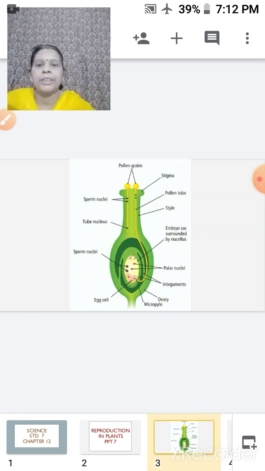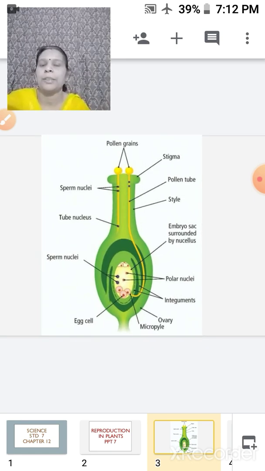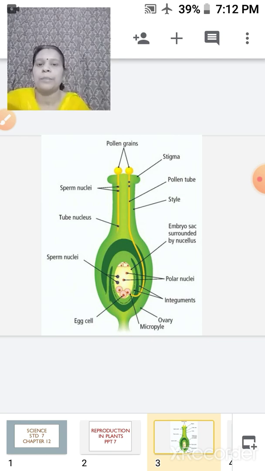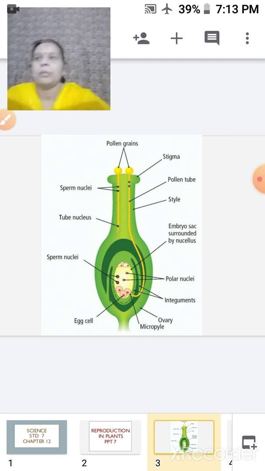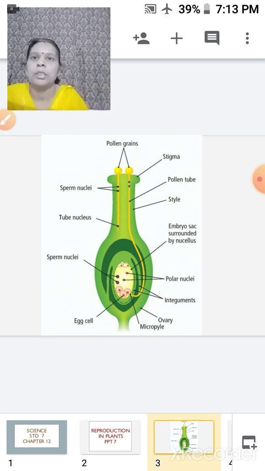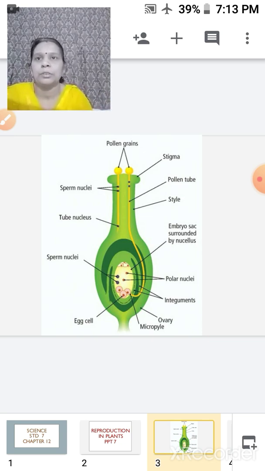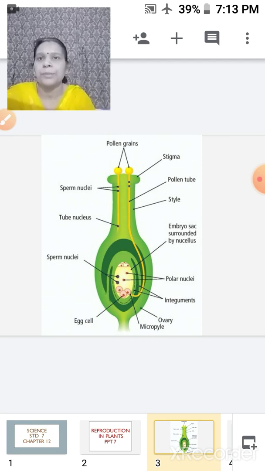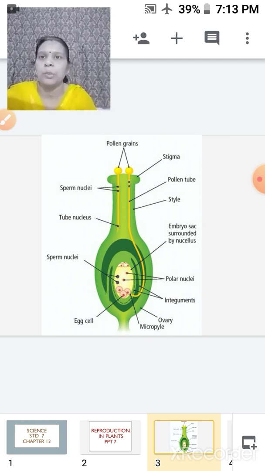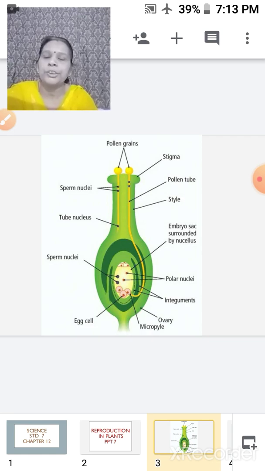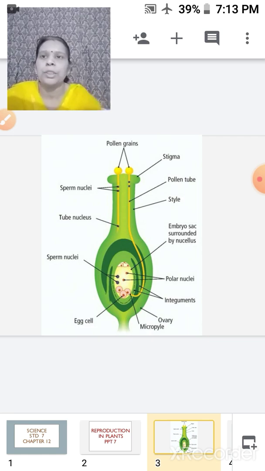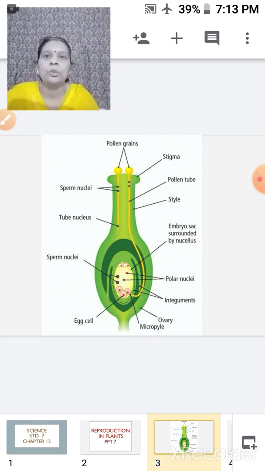Yesterday, children, from the figure itself, you will remember that we studied fertilization. When a pollen grain falls on the stigma of a flower of the same kind, it develops a long tube called the pollen tube. This pollen tube grows downward through the style towards the ovary, and the male gamete goes inside the pollen tube.